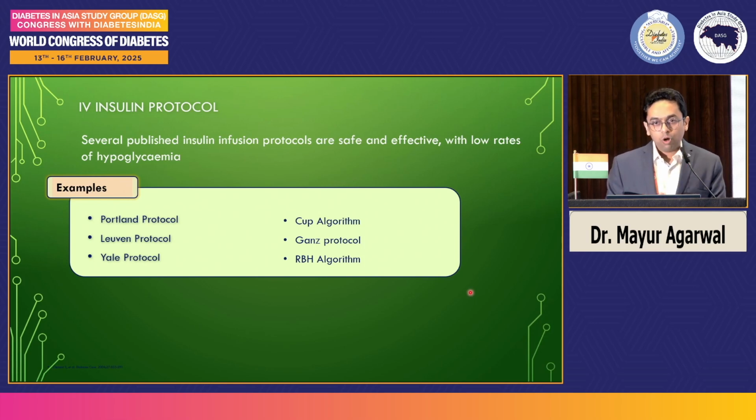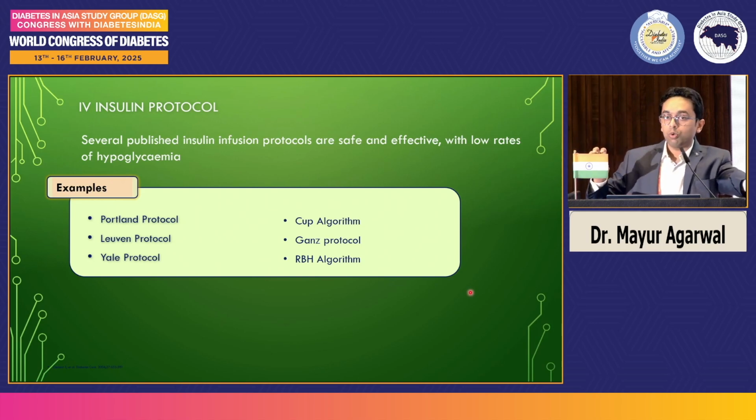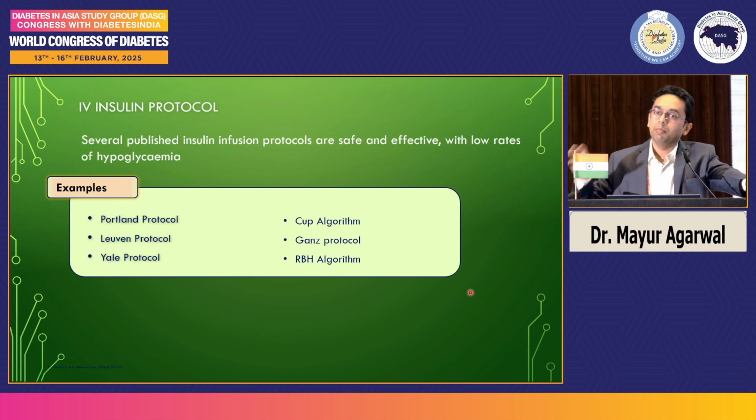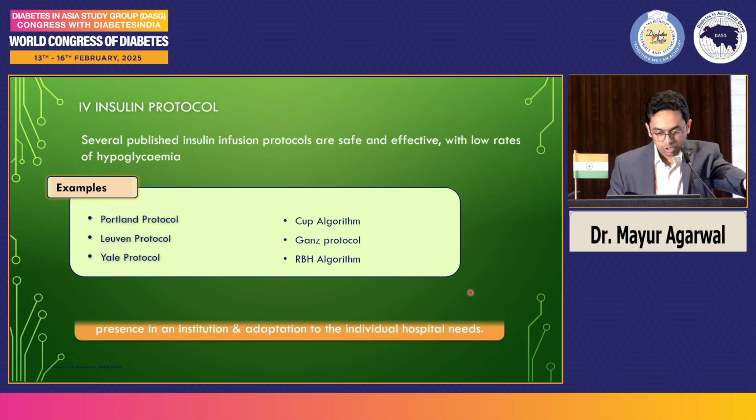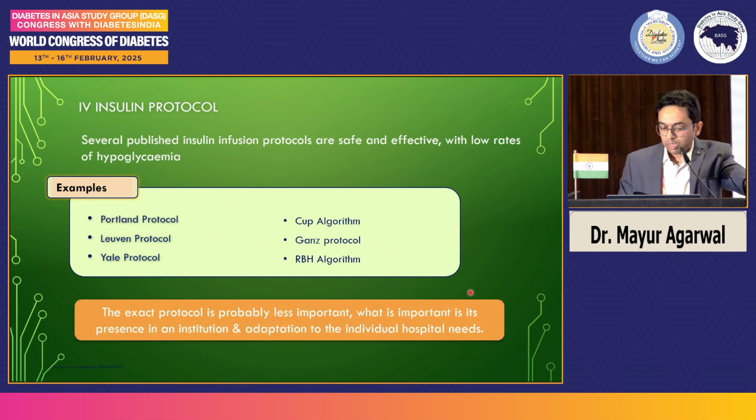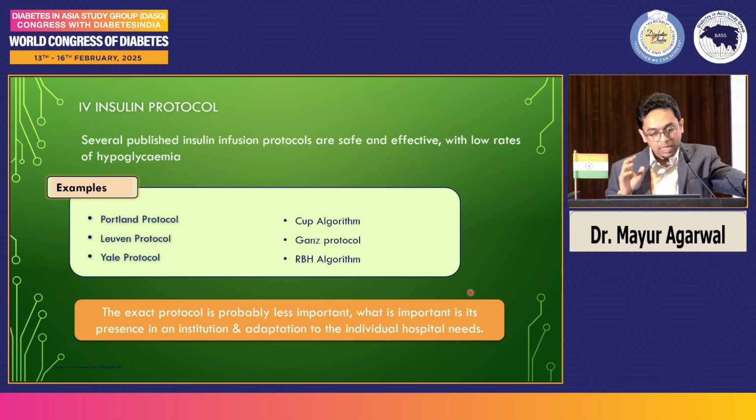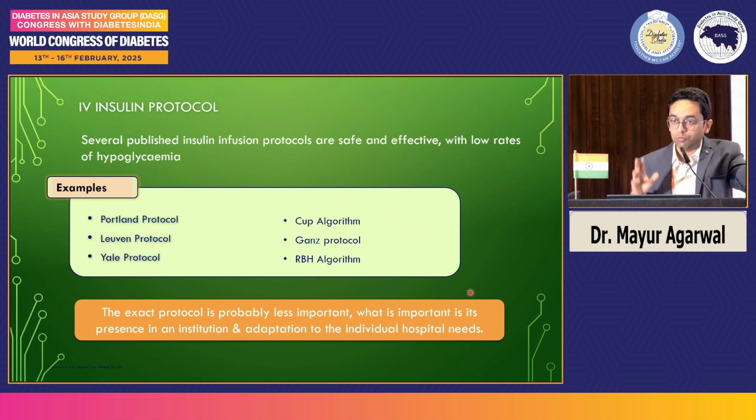Okay, so what we do is in every hospital we create simple charts, because you cannot ask the staff every hour, now the sugars are this much, what dose is to be done. Ideally this should be done by the nursing staff. So you create your own protocol depending on the availability, depending on the resources. That is what is done. So the exact protocol is not very important. An institutional or hospital protocol is what is required, that needs to be developed, and your staff should be trained to use it.